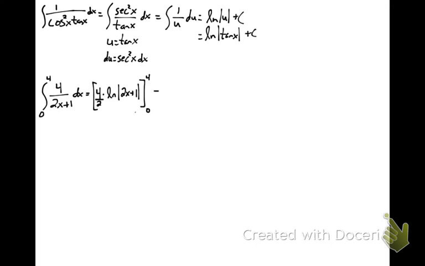Now when I evaluate this at 4, I'll have 2 times the natural log of 5 minus, when I substitute in 0, I'll have 2 times the natural log of 1, but the natural log of 1 is 0, so my final answer for this is 2 times the natural log of 5. And since 5 is positive, I can just drop the absolute value bars. There's no need for it, although it wouldn't be wrong to have it there.